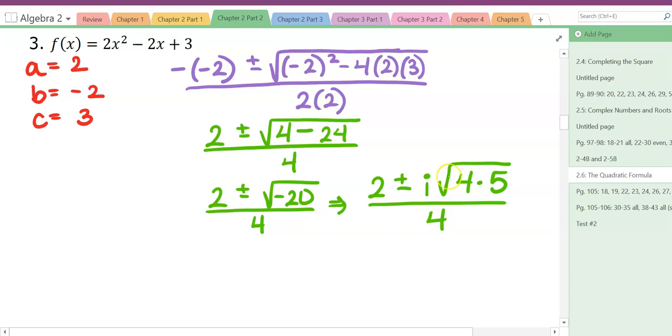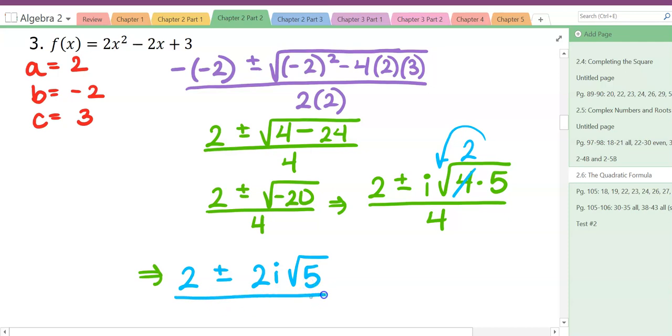So the square root of 4 is going to be a 2. So make sure that when you square root the 4 and you've got your 2, that pops out in front of the square root sign. So you have 2 plus or minus 2i square root of 5 all over 4.